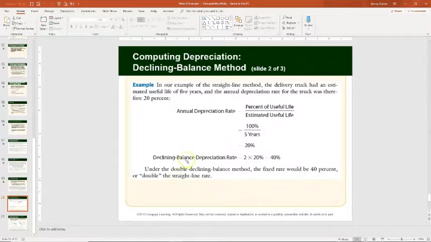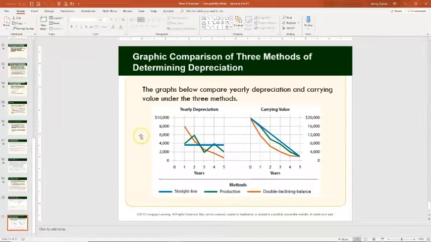An example of declining balance depreciation would be 40% versus 20%. If you just did a straight line calculation, you might get 20% for an asset. You do 40% the first year. This is an interesting chart, so take a look at it in your book as well. You can see the 3 different methods: straight line, production, double declining. Double declining gets you almost down to 0 carrying value pretty quickly within the same time period.